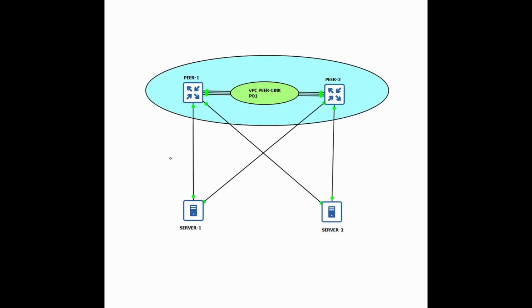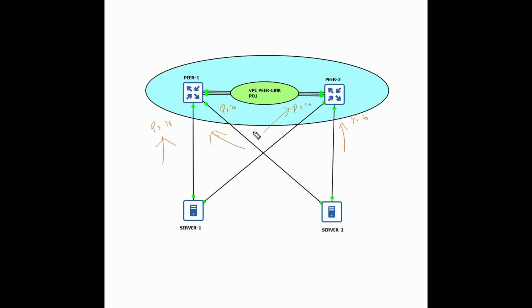So peer 1 learned the MAC address of server 1 in this direction, and it learned the MAC address for server 2 in this direction, on PO10 and 20 respectively. Likewise, peer 2 learned the MAC address of server 1 in this direction on PO10 and the MAC address of server 2 in this direction on PO20.